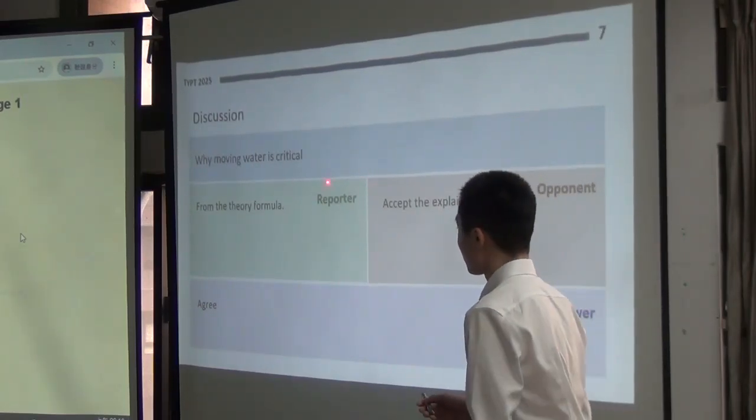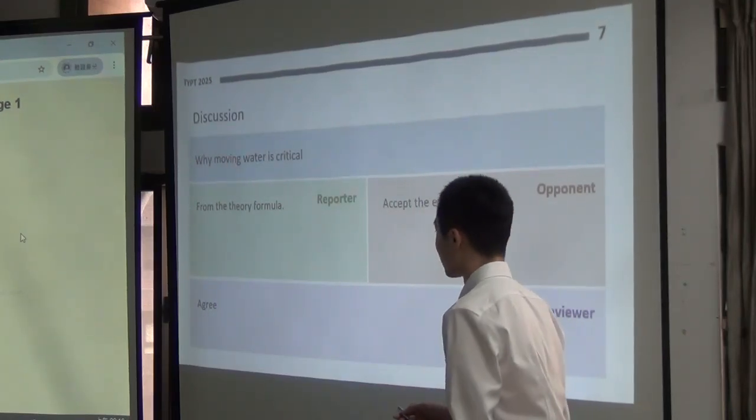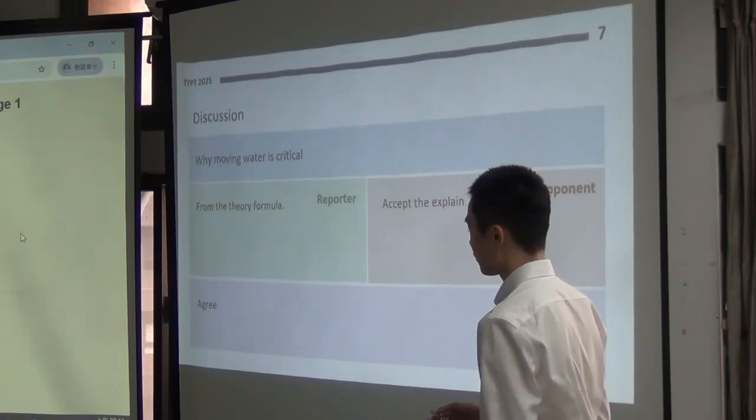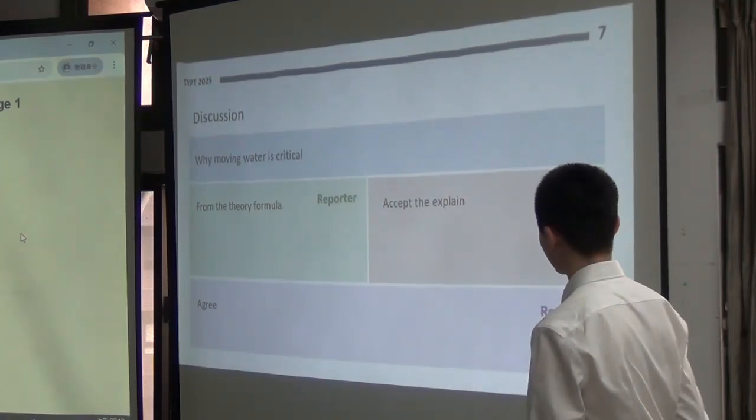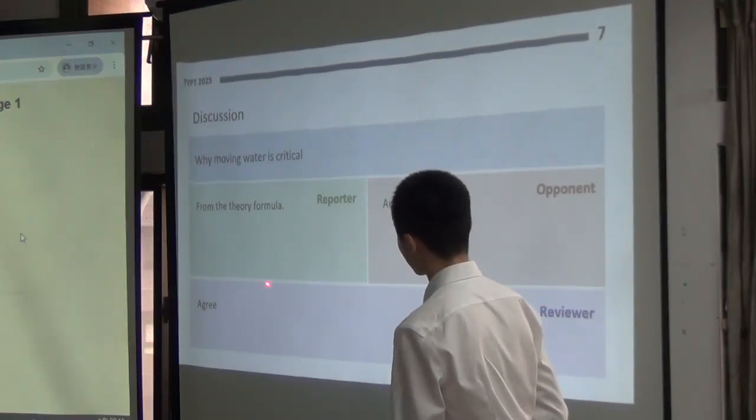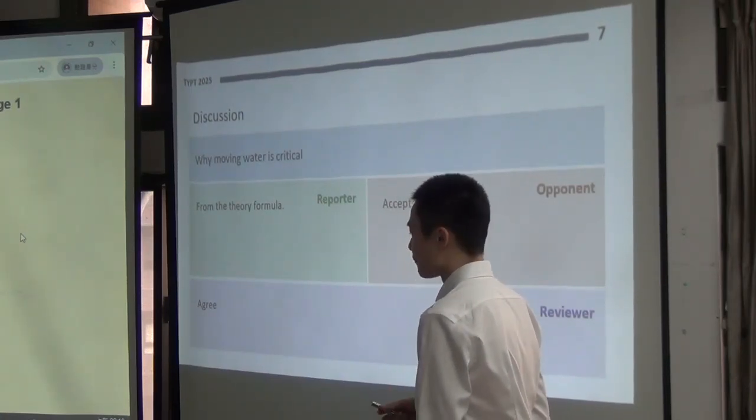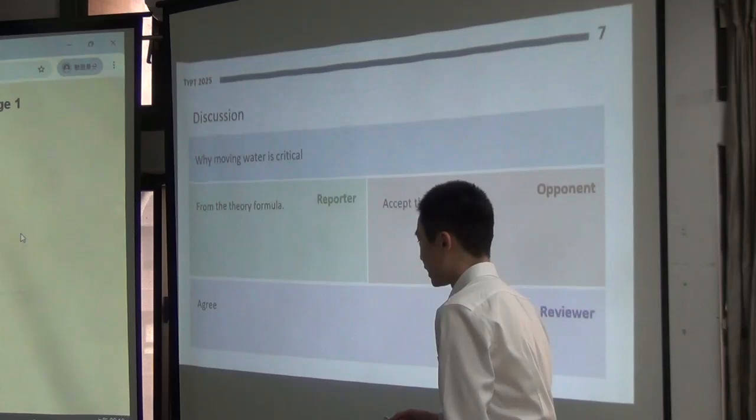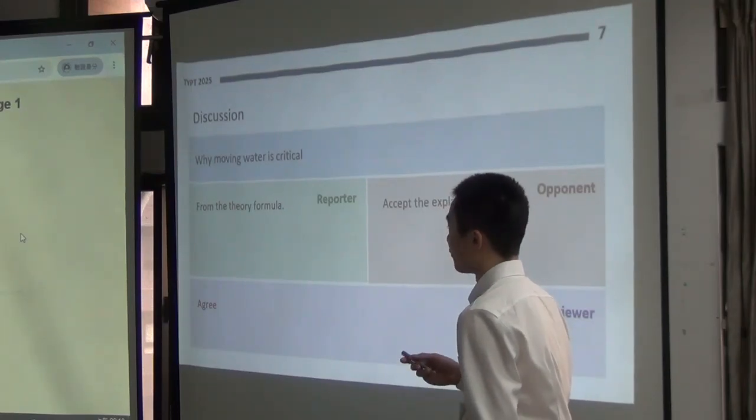And the next question is why the moving water is critical. The reporter said that from a theory model formula, the mass distribution affects the frequency. And the opponent also accepts the explanation. And for the reviewer, I also agree with the reporter that mass distribution affects the frequency, but I think maybe because the water is moving, it has some kinetic energy, and maybe that will affect the frequency.